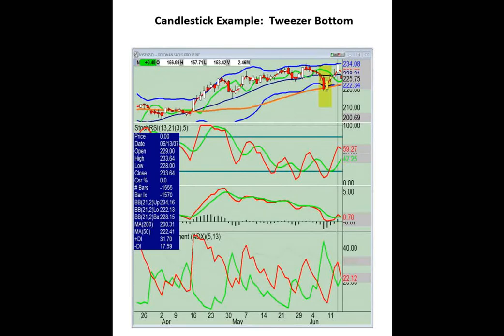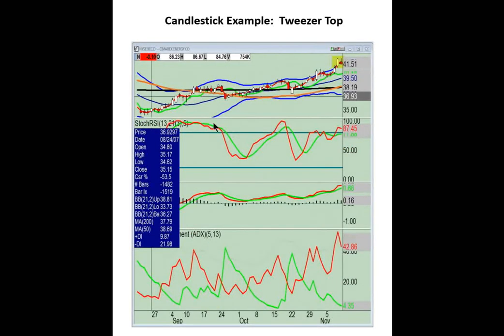If I turn the page, I've got another example of a tweezer top. And there you go. You see you've got a white candle followed by a red body candle with the tops being about the same as you eyeball it. And in and of itself, there are things you can apply to that, but you've got to learn to read other elements on other charts. But the first starting point is to recognize, okay, this is a tweezer top, this is a tweezer bottom.